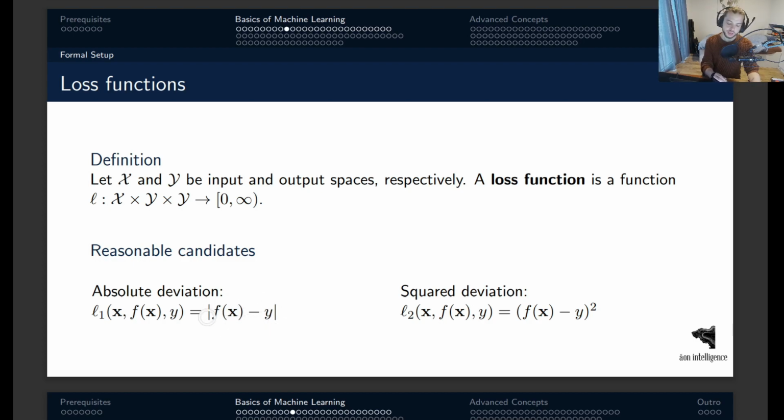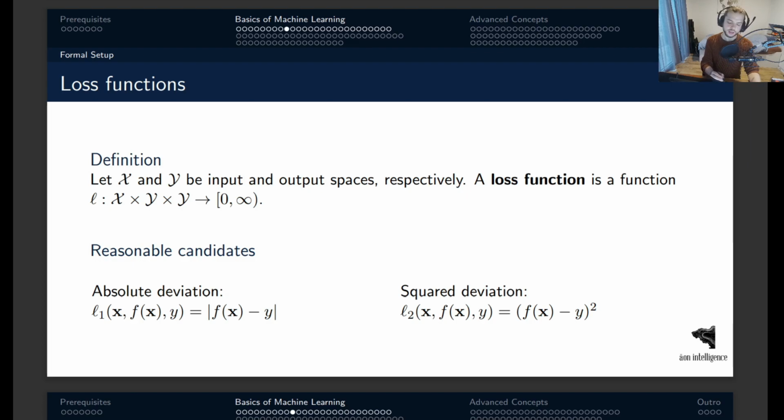And we take the absolute value of this deviation, because if we don't, then we might have positive and negative deviations. And if we then add all these deviations over a test data set, for example, then these deviations might cancel out. And this would give us the impression that we did fewer errors or errors of smaller magnitude than we actually did.